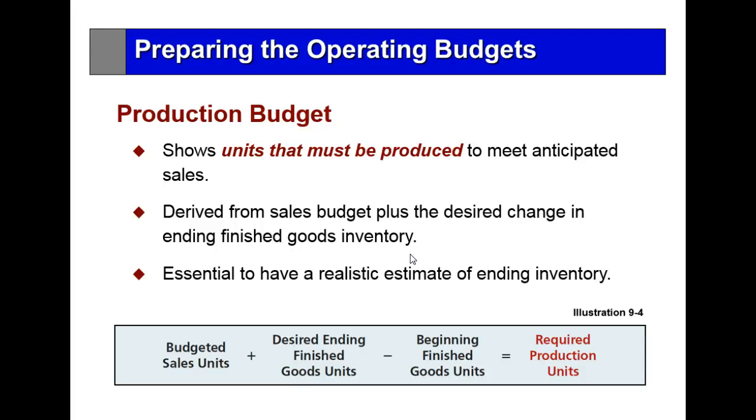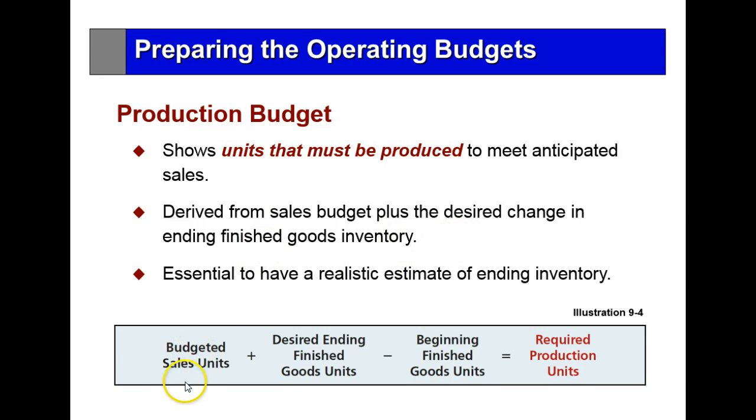Then, as a result of the sales budget, we are going to come up with a production budget. This shows units that have to be produced, created, to meet what the sales are. Guys, we're not going to be able to sell anything if we don't have the goods to sell, are we? So from our sales, we've got to make sure we have the goods in order to sell them. This is going to come from the sales budget based on the desired change in ending finished goods inventory. So basically, we've got to determine what we need to sell plus what we anticipate our ending inventories to be to determine what we need to produce.